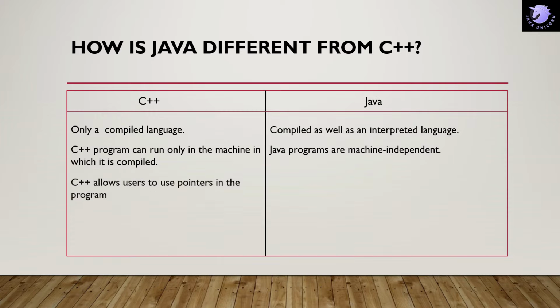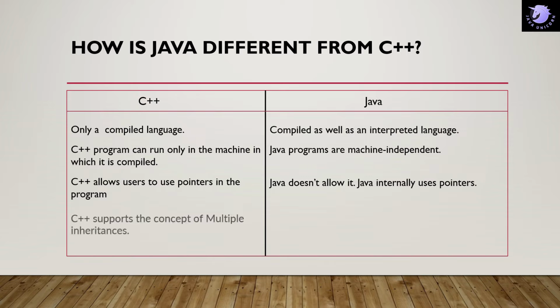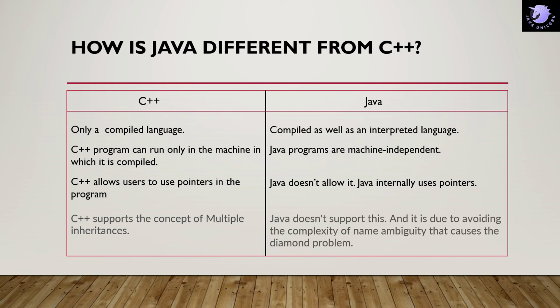The next difference is that C++ allows users to use pointers. In C++ we have to use pointers, whereas in Java there is no concept of pointers, because Java uses pointers internally. The next difference is that C++ supports multiple inheritance, but Java does not support multiple inheritance because of ambiguity, and this ambiguity produces the diamond problem.